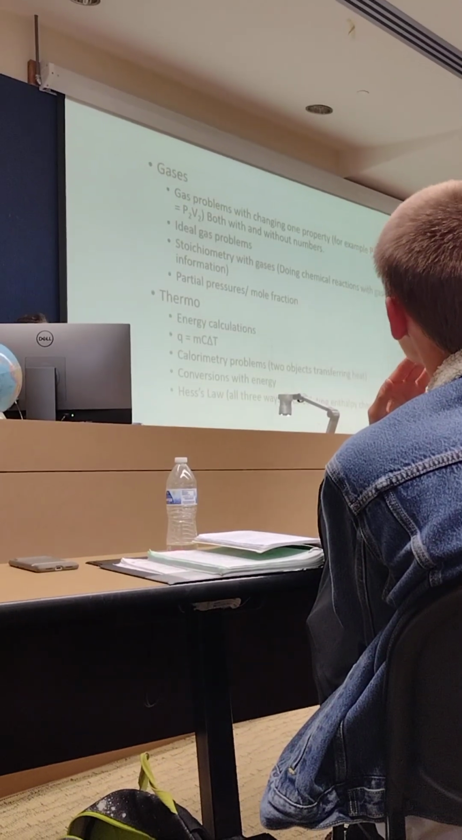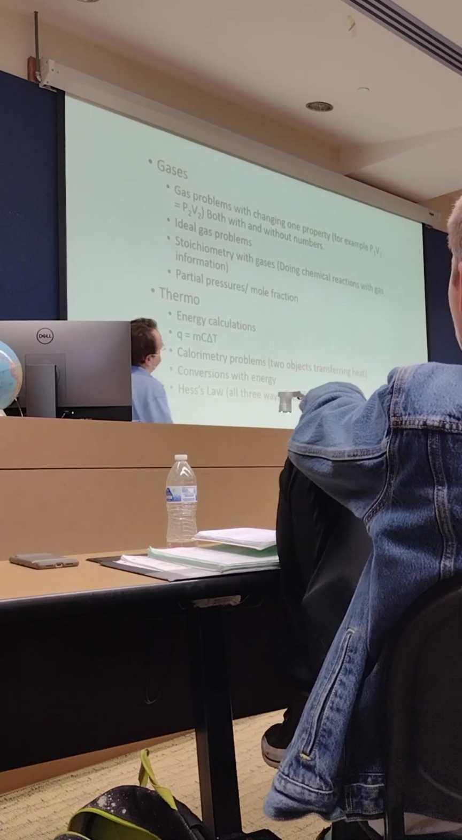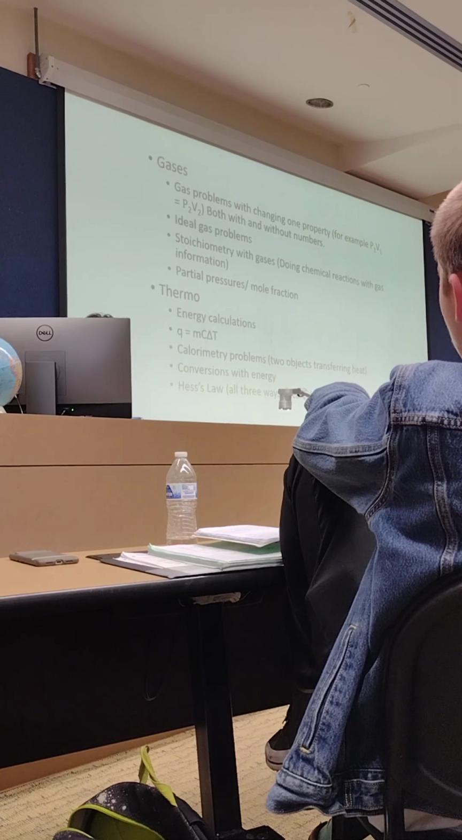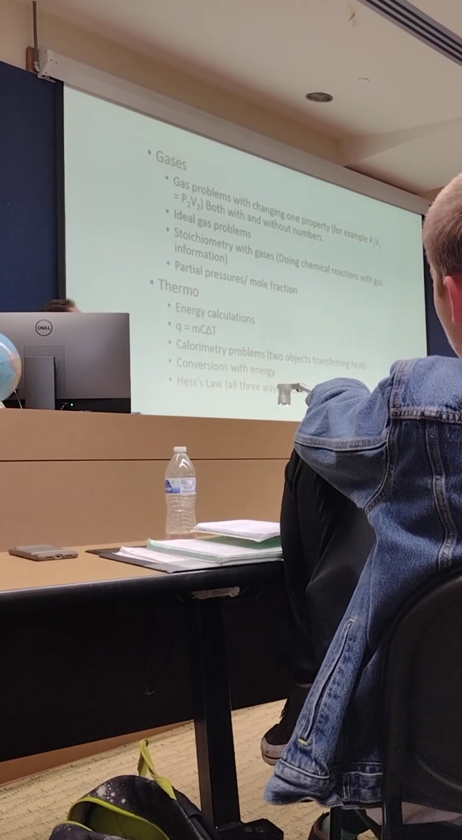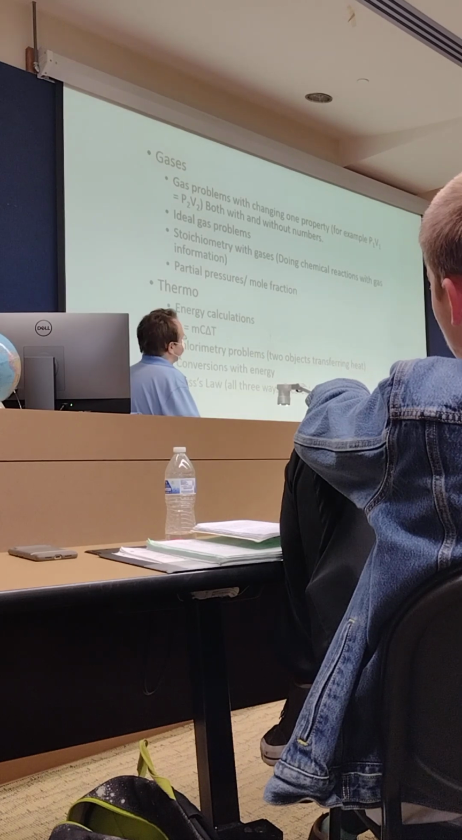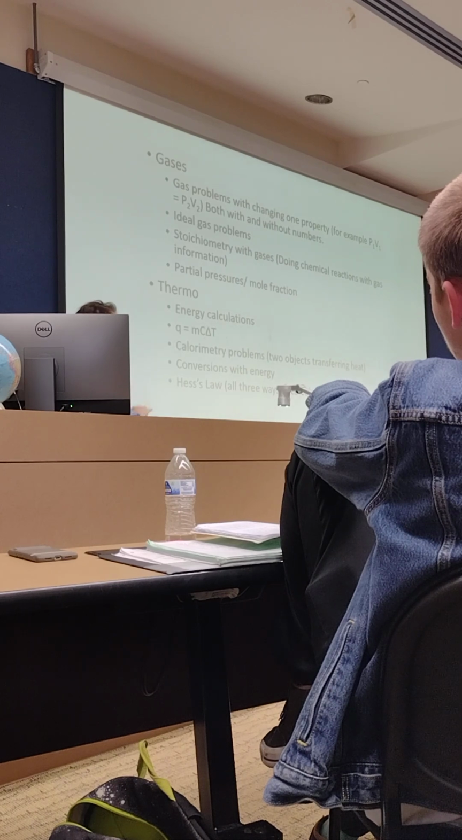Then we have the topics we've been doing more recently. We've got gases. So gas problems where you change one property, both with and without numbers. So for example, you have the relationship P1V1 equals P2V2. You should either be able to answer it if I tell you something like, here's the starting pressure and volume. If you create a new pressure, what's the new volume? Or I should be able to ask it conceptually. So you need to know what's going to increase in the same direction, what's going to increase in opposite directions.